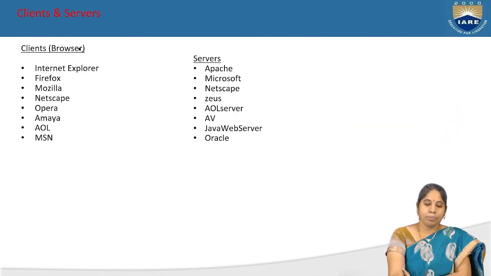So what are the different browsers we know, or what are the different servers we have on our web? Some examples of browsers are Internet Explorer, Firefox, Mozilla, Netscape, Opera, etc. And servers are Apache, Microsoft, Netscape, AOL server, Java web server, and Oracle web server.